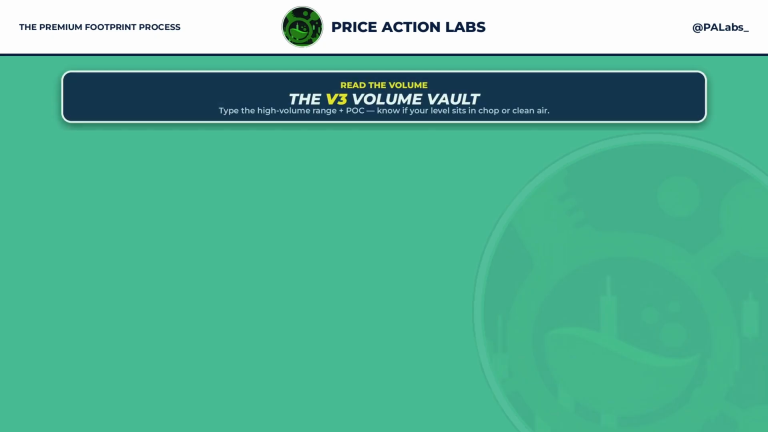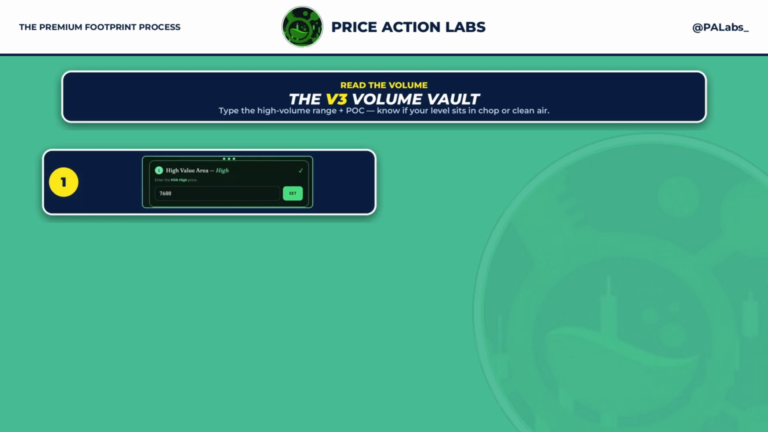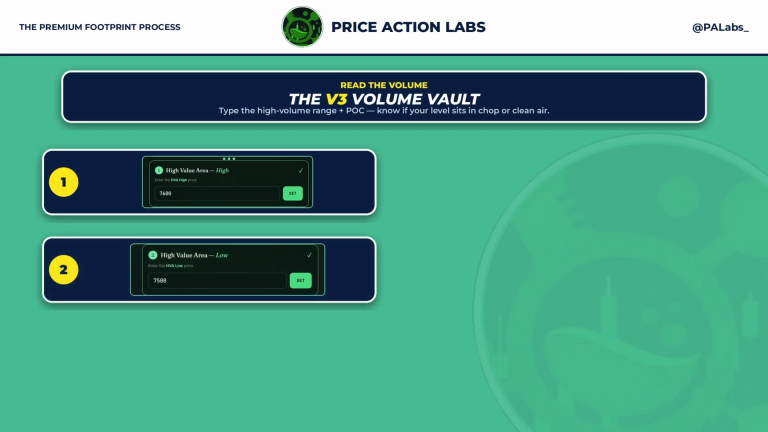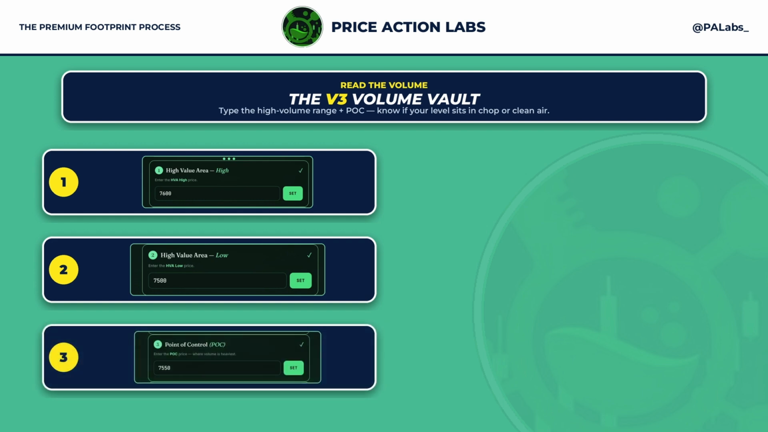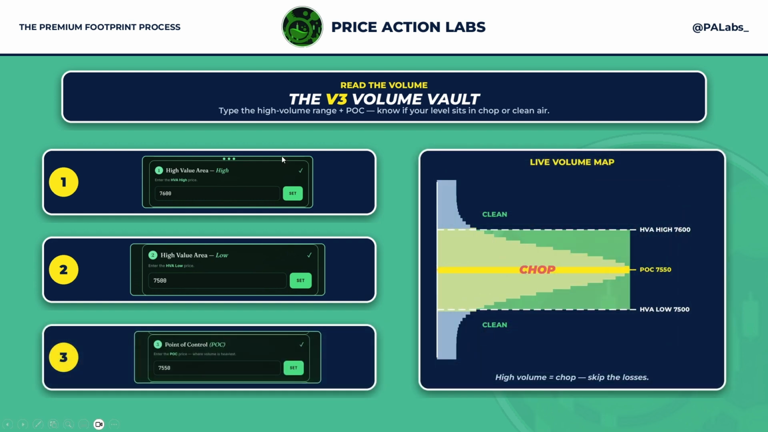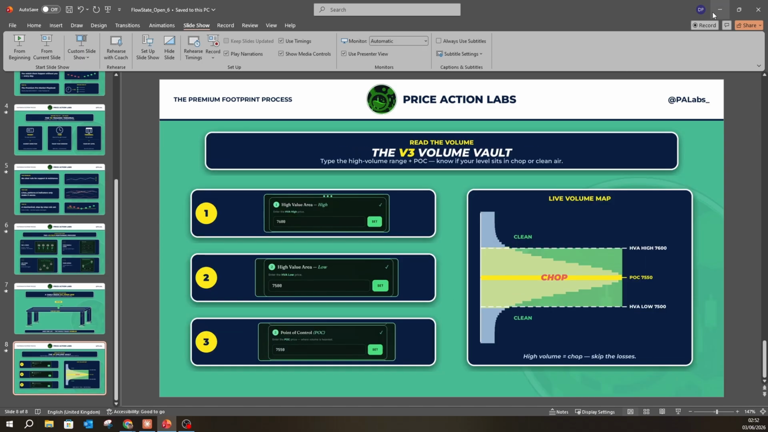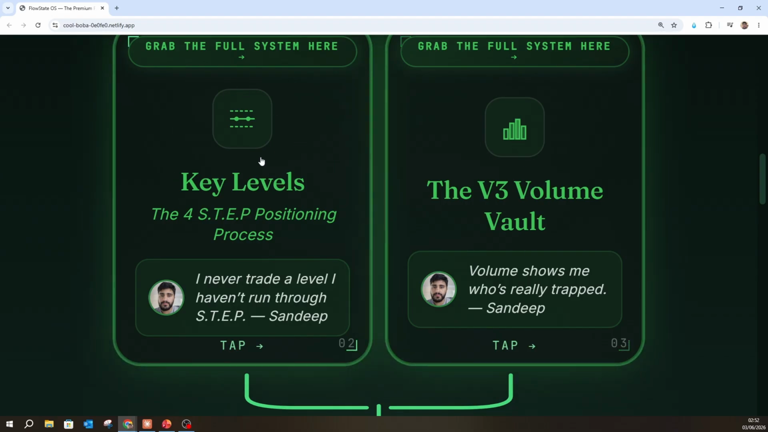Next, we move on to what we call the V3 volume vault. So the V3 volume vault comes down to 3 things. First, you want to know where your high value areas are. So essentially your high value area high, your high value area low, and your point of control. And so here's what a volume profile looks like. And so you want to obviously have your high volume area high, high volume area low. So you want to be identifying where there could be potential chop and where there's not going to be potential chop. And so how this looks in terms of the actual system is like this. So we've done our key levels.